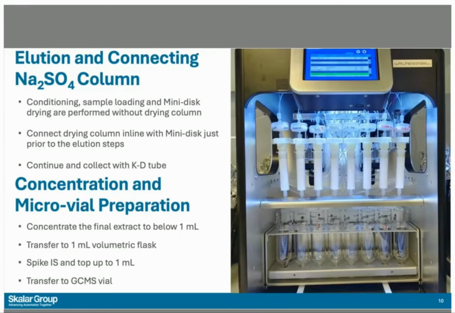From that point onward, it's very simple. Just reconstitute, spike with internal standard, and transfer to GCMS. And we just used a pretty simple workhorse GCMS single quad, no fancy triple quad or high-res mass spec was necessary here.